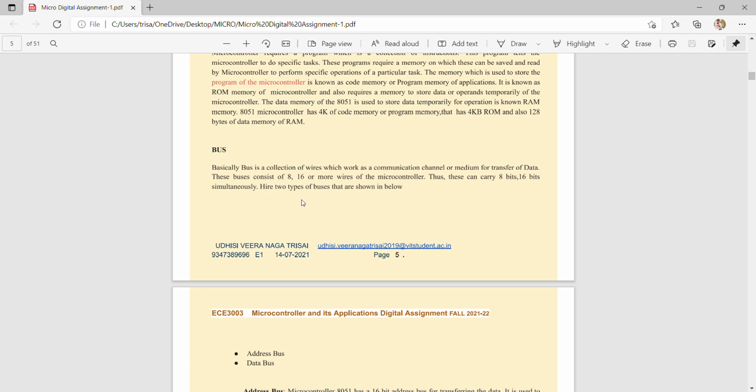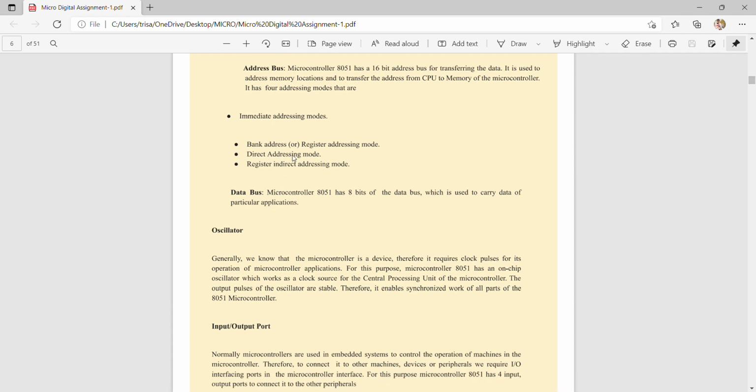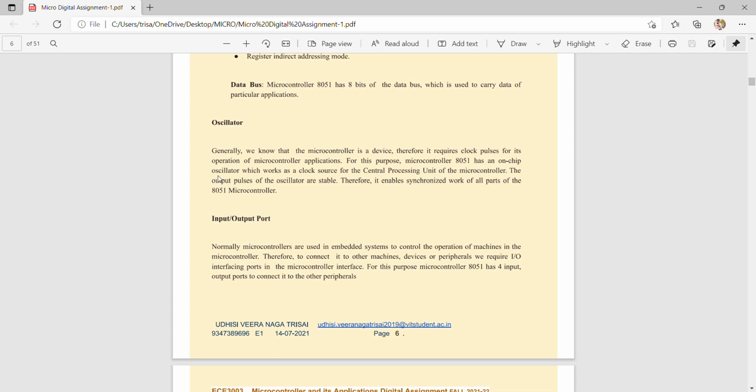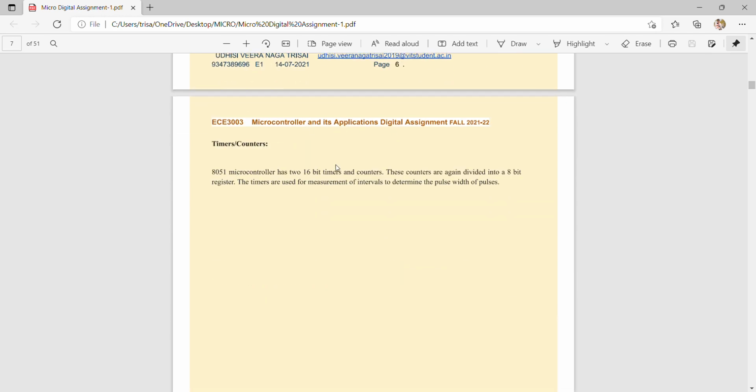Two buses are there, the address bus and the data bus. The address bus is 16 bits, and the data bus is 8 bits in the microcontroller. And the oscillator, as we know, is a general device; it requires clock pulses for its operation in microcontroller applications. Then the input and output ports, normally used in embedded systems, and these are the timers and counters; the 8051 has 16 bit timers and counters.